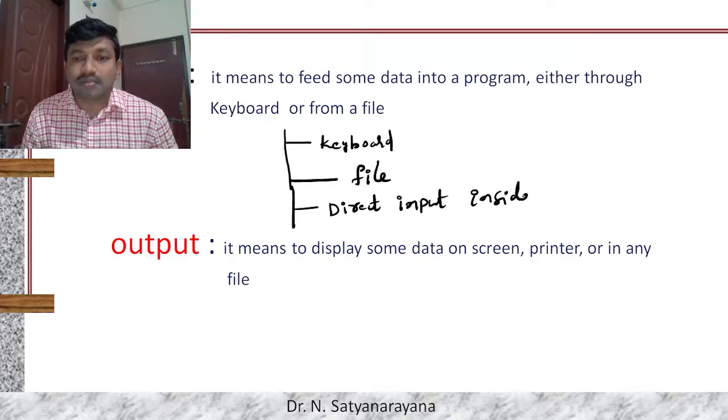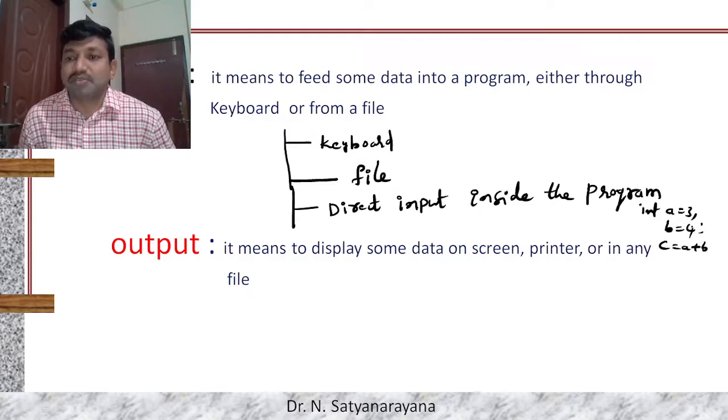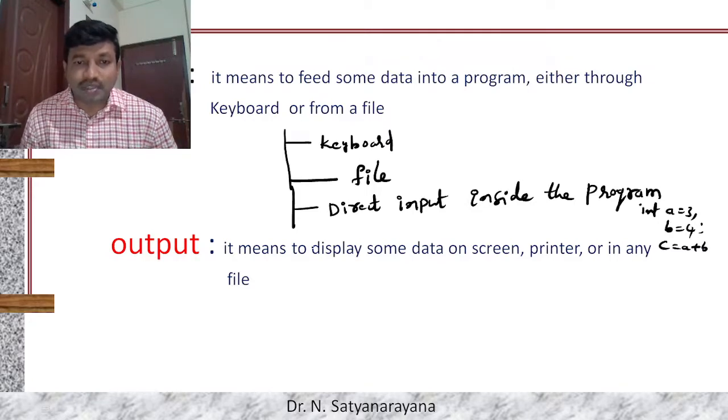So this is also possible, but this is not suggested. What does it mean? For example, you just declare int a is equal to 3, b is equal to 4, so c is equal to a plus b. This is what we call a direct submission of input inside the program. We also call it static initialization of the input, but we never prefer this one. Otherwise, if you are writing a program in client server architecture, maybe you can get the input over the network. That is also possible.